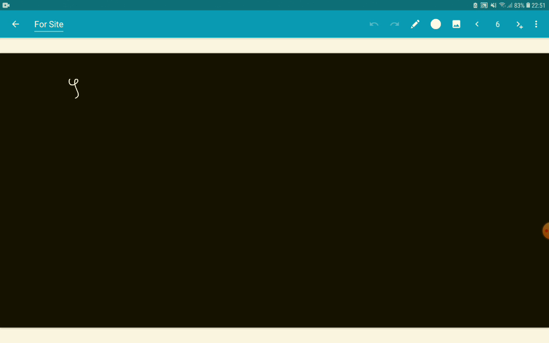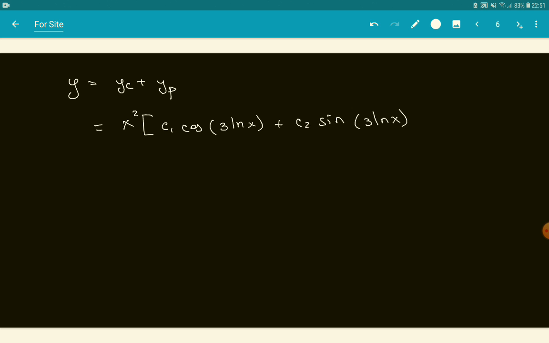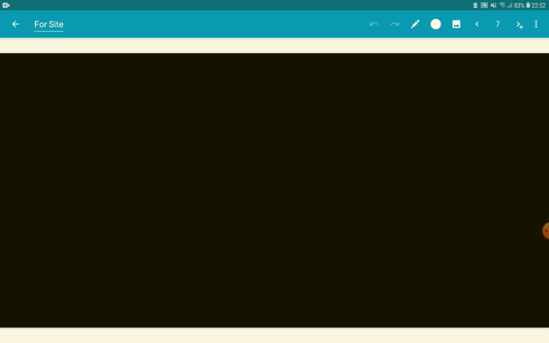Now since we know yc and yp, y is equal to yc plus yp, and we get x squared (c1 cos 3 ln x plus c2 sin 3 ln x) plus 3 over 10 x plus 4 over 13. This is the yc part, and this is the yp part. That's done for question 2.